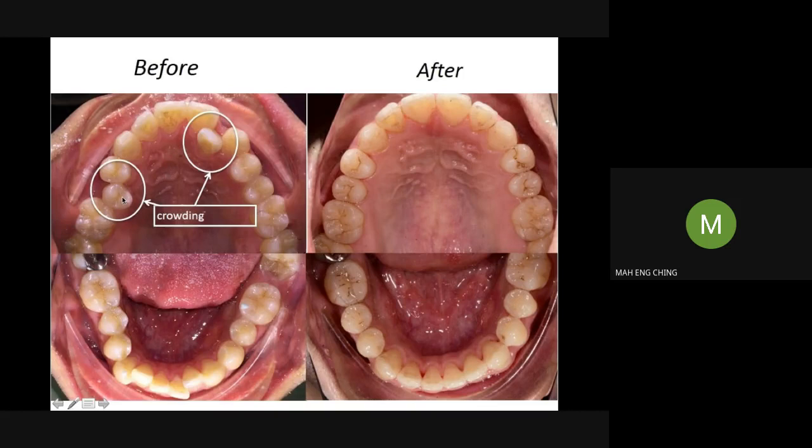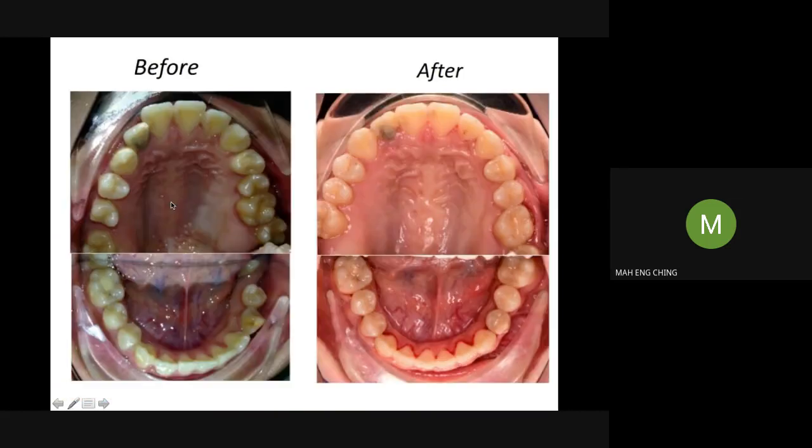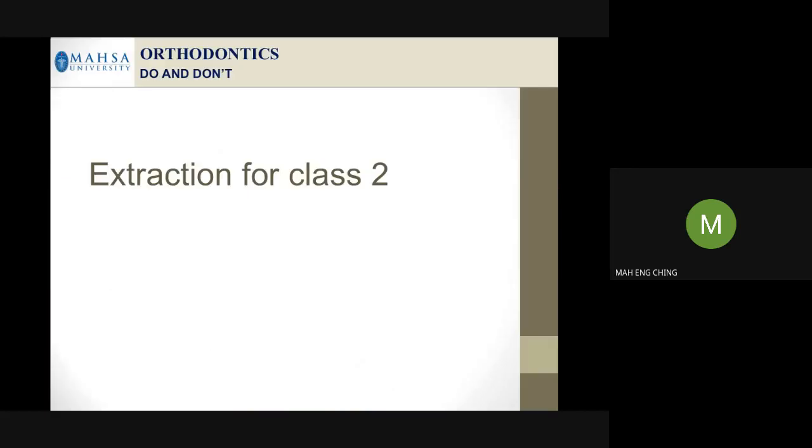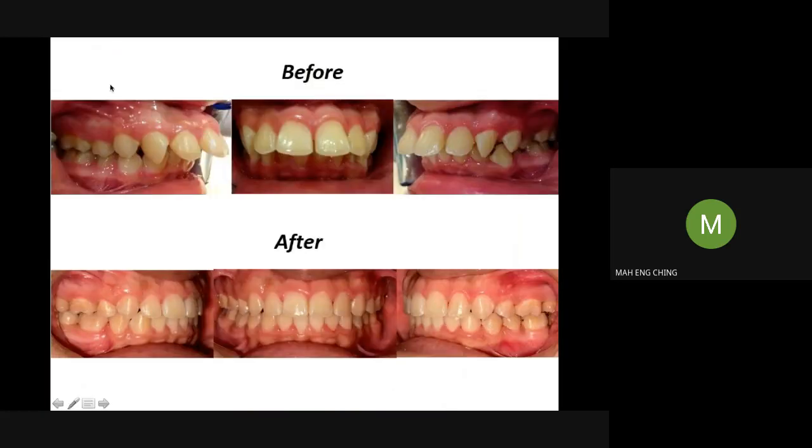Labially. This one also moves labially. This one is bodily movement. Bodily movement is usually the highest force you have to use. Okay, center line. For class 2, same thing. Increased overjet, proclined upper incisor. You want to tip it back, so you take out the premolars. That's how you tip back the incisor using the space created by the extraction.